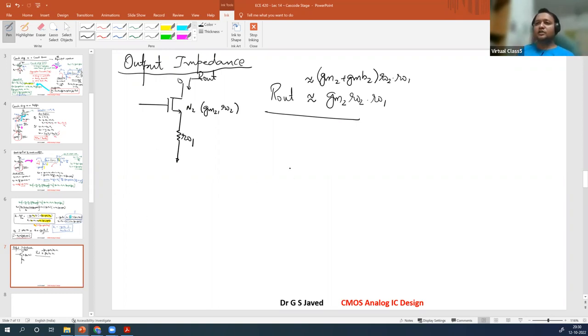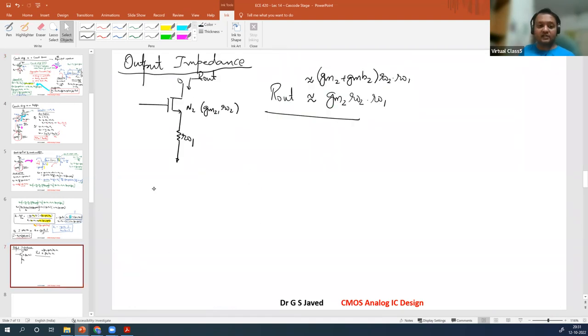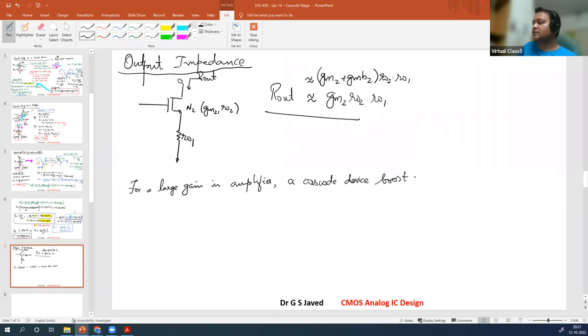So where did you notice a similar value? You noticed a similar value even when you were doing a current source. What did you get? GM1, top device, RO1, into R2B. So in both cases, the output impedance is increased. So for a large gain in an amplifier, a cascode device boosts the gain by boosting the output impedance.